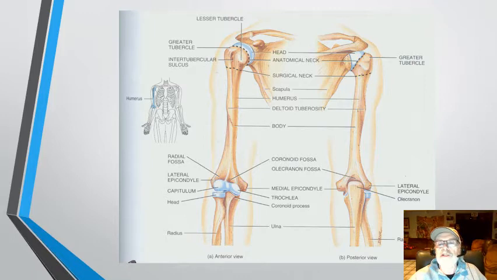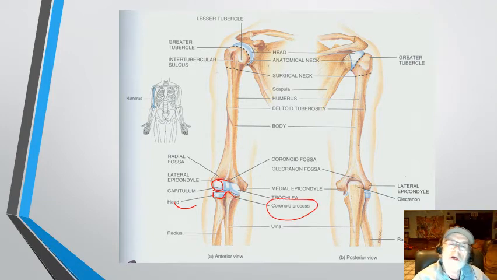This is just looking at the elbow again, and here's the capitulum, which is round. Here's the head of the radius, which is sort of disc-shaped, a little concave on the top, and here's the coronoid process of the ulna. So this would be an anterior view. This would be the trochlea. There's the capitulum. The trochlea is in blue, and the capitulum is in red.